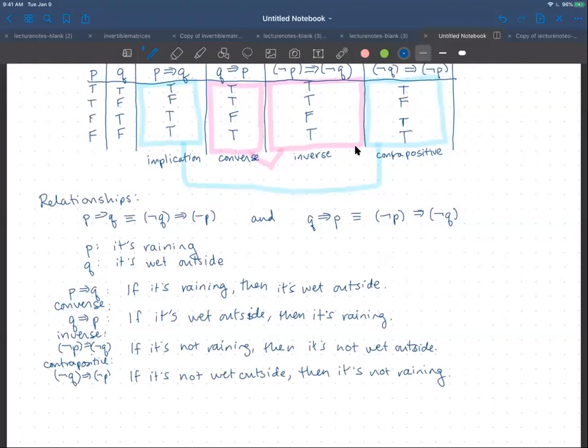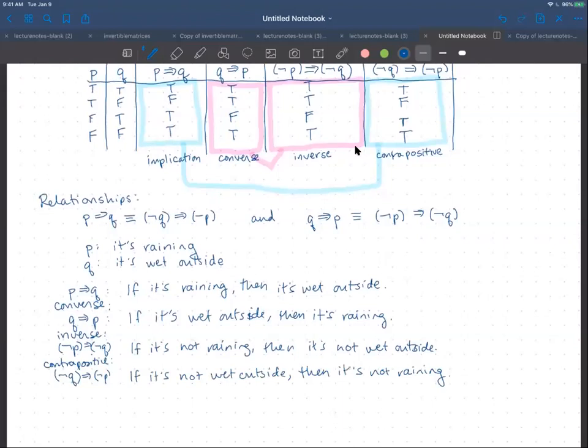And in fact, if you were to ask me, hey, is it raining outside? I'd probably say, well, it's not wet outside, so it must not be raining, right? If it's not wet outside, then it's not raining. And hey, it's not wet outside. So the contrapositive is another formulation of our original statement.